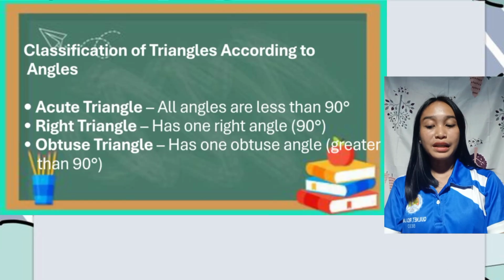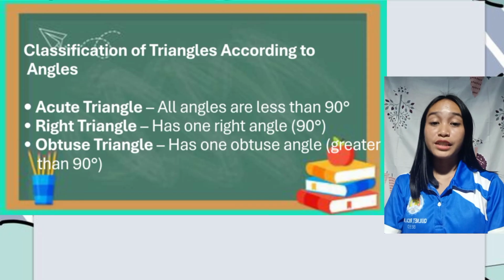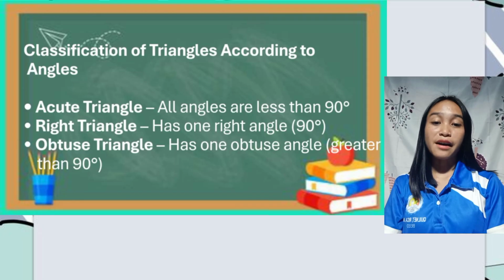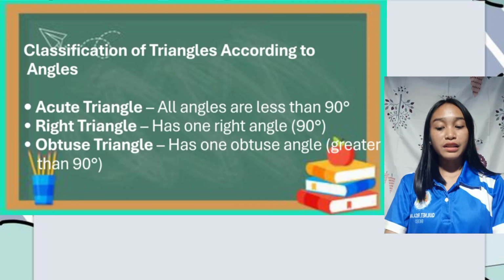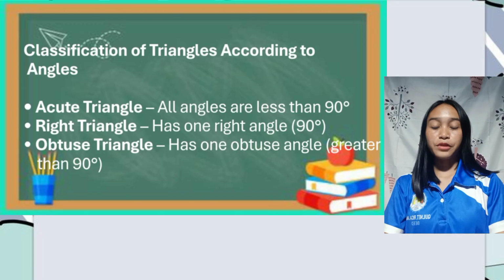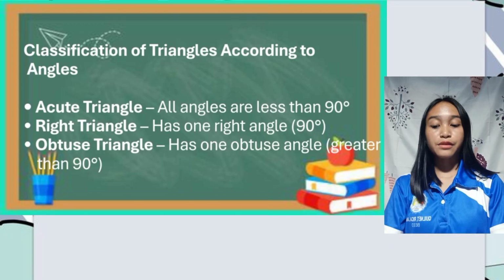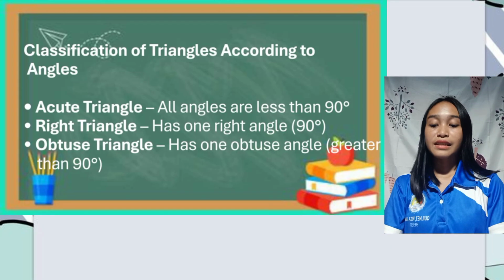Let us proceed to classification of triangles according to angles. First, we have the acute triangle. All angles are less than 90 degrees. For example, a triangle with angles of 50 degrees, 60 degrees, and 70 degrees.